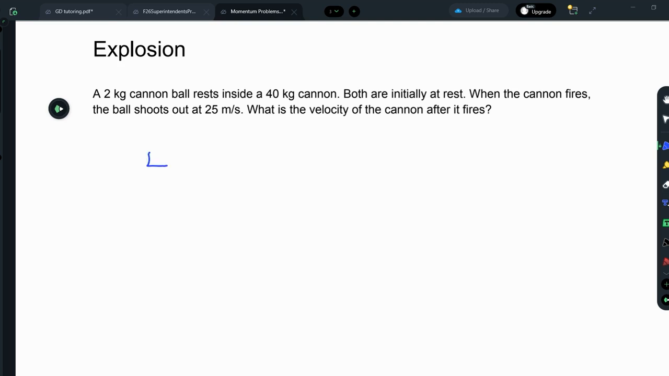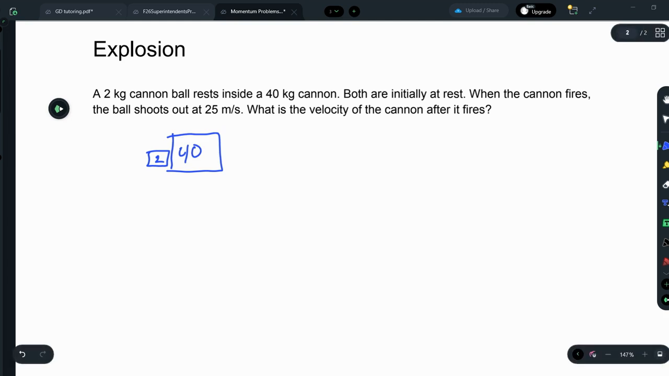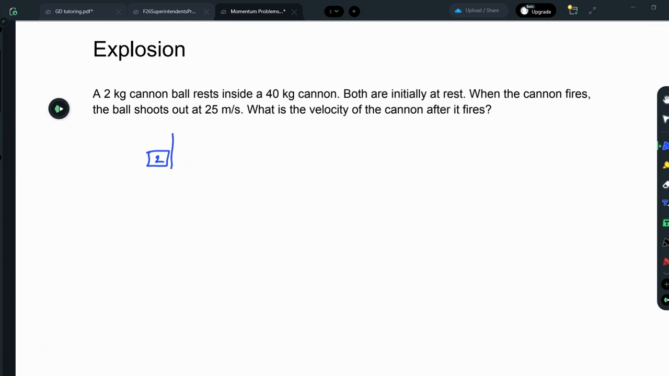So I'm going to start by drawing these two things together. Here's my 2 kilogram cannonball and my 40 kilogram cannon. And those are initially at rest. Actually, I'm going to change that. I'm going to put the cannon on the other side so that the ball shoots rightward. So there's my 40 kilogram cannon. So that's the before. And then afterward, the ball is going to move pretty quickly at 25 meters a second.